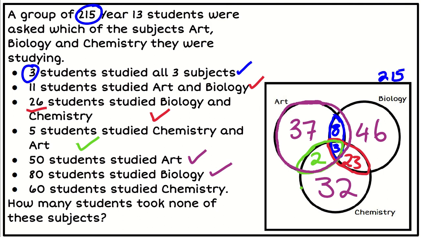So I'm going to do 215 minus every single number I've written down. And that leaves me with 64 students who don't fit in any of those circles. So the answer to our question, how many students took none of these subjects? Well, there are 64 students who didn't take any of those subjects.